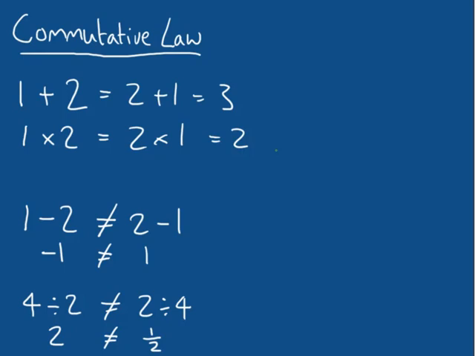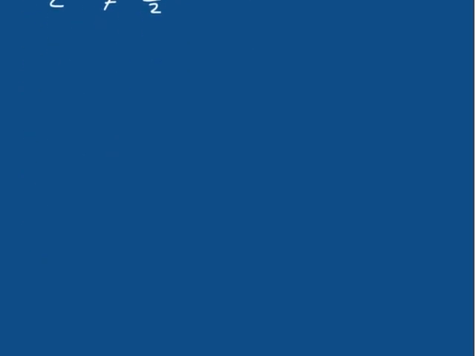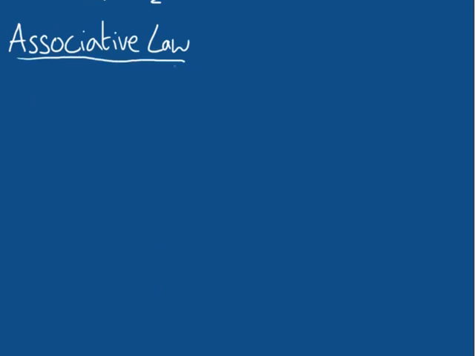So that's the commutative law, the simplest in my opinion of the three laws. Let's take a look now at the associative law, and that is spelt A-S-S-O-C-I-A-T-I-V-E, the associative law. And this law is also pretty simple.